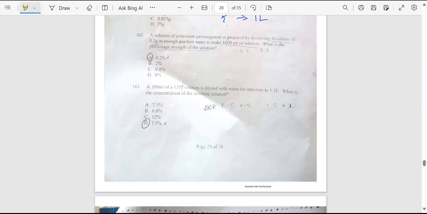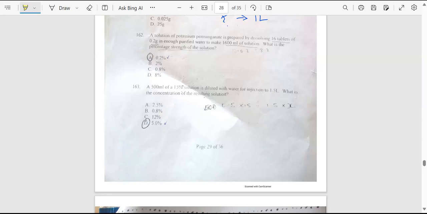I don't know. 0.2 times 16, we get 3.2. So if 3.2 is in 1600, what about 100? So times 100 divided by 1600. Yeah, you get 0.2. Yeah, you're right.